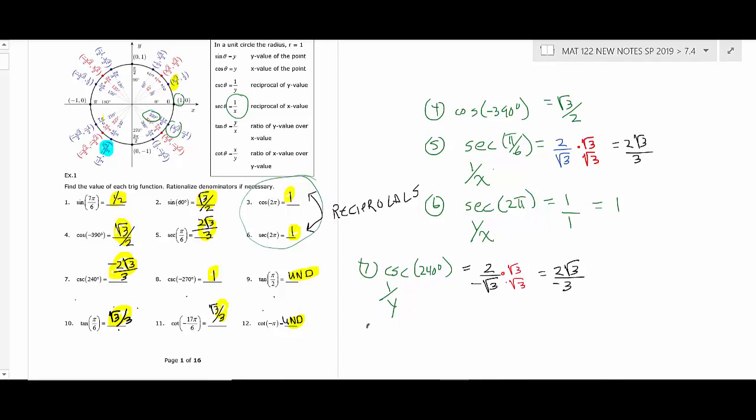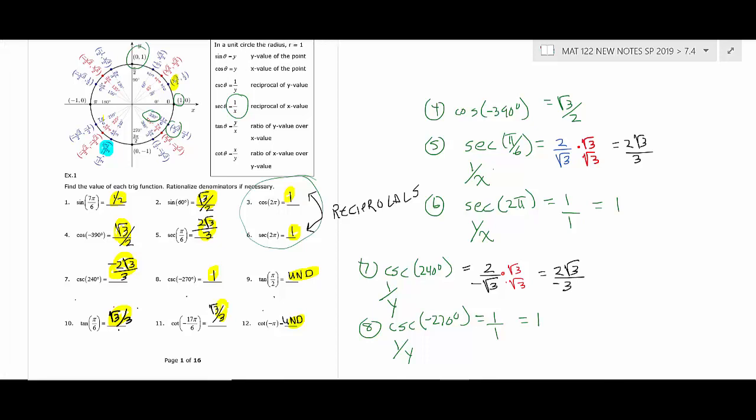Okay, number 8. Cosecant of negative 270 degrees. Again, that's 1 over y. Talk it out. The cosecant, negative 270 is clockwise. You would end up at this point when you go clockwise 270. The y value is 1. So again, it would just be 1 over 1. It'd be the reciprocal of 1, so that's equal to 1.